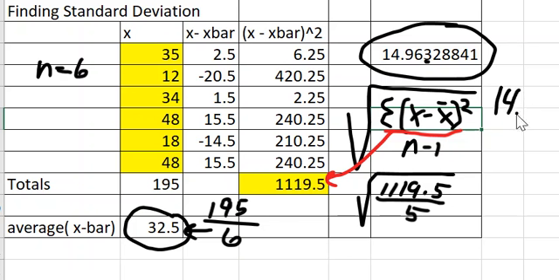The final answer, 14.96. So take your time. Don't rush. Make sure your calculations are right all the way through. Make a little table like this, and you'll ace it every time.